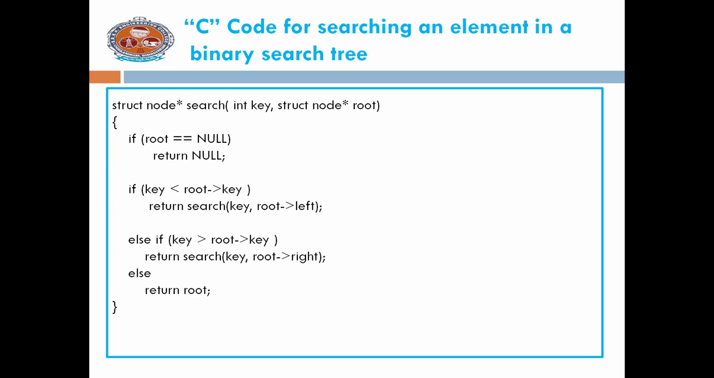So see the code for searching an element. struct node star search, int key comma struct node star root, where key is the search element which you want to find, and struct node star root is the initial address of your root node. If your root is null, that indicates that your tree is empty, so you have to return null.